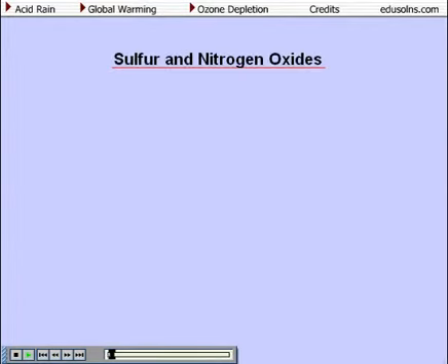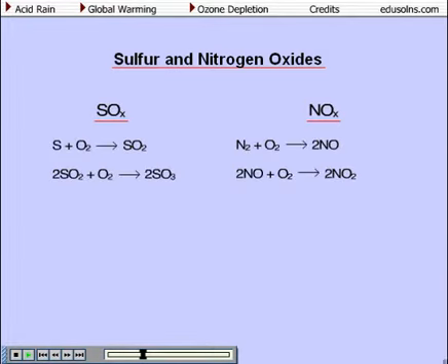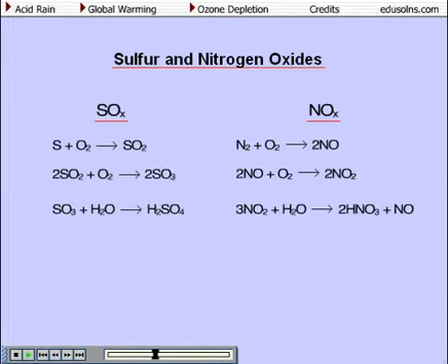As mentioned previously, the two main contributors to acid rain are sulfur and nitrogen oxides. These compounds are given the generic chemical formulas SOx and NOx. These pollutants rapidly oxidize in air under several different pathways. The sulfur and nitrogen oxides may then combine with water to form aqueous solutions of sulfuric and nitric acids, respectively.